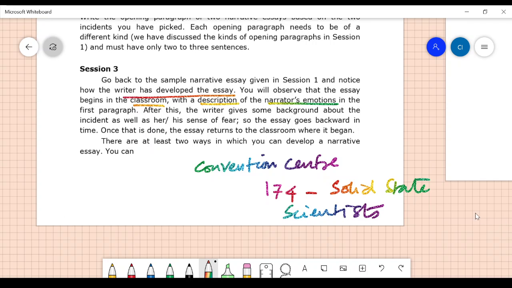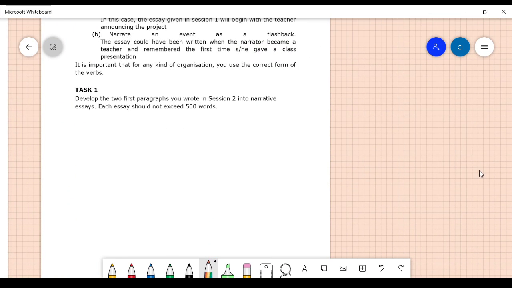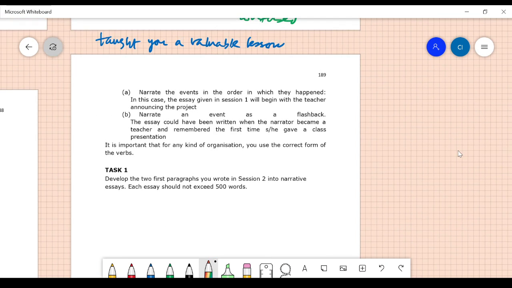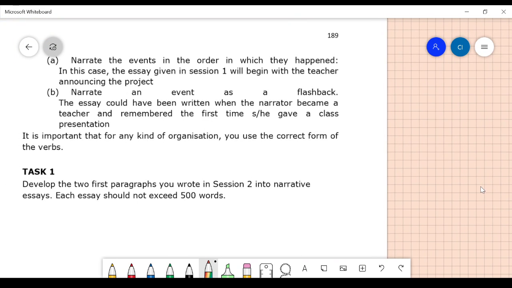Okay, so you have to describe this convention center, you have to describe the geometry of the place, and I think you can write about your own interesting essays, narrative essays. I'm looking forward to some amount of it. You can write something, narrate something important in your life, bring it back and give it to me in the college, or submit it here as an assignment. Narrate an event as a flashback. The essay could have been written: the narrator became a teacher. I remember the first time he gave a presentation.